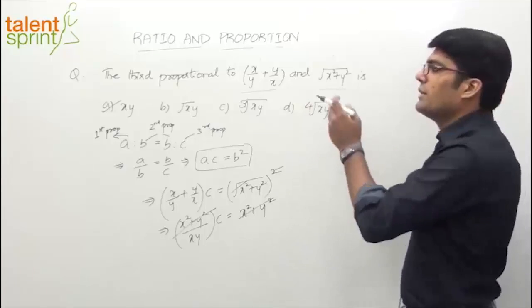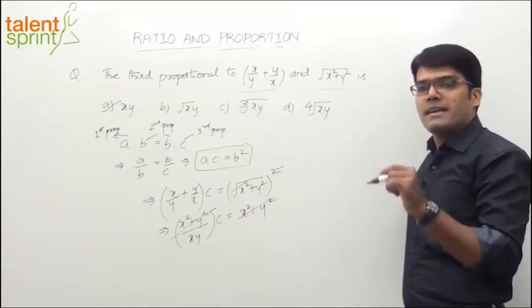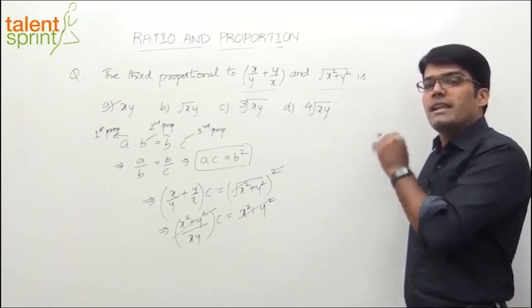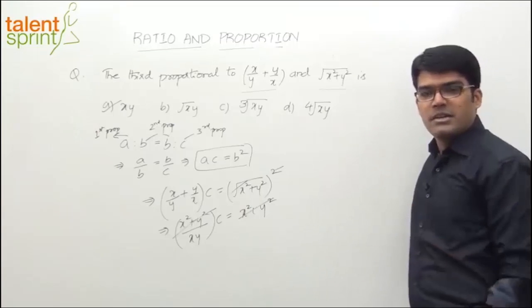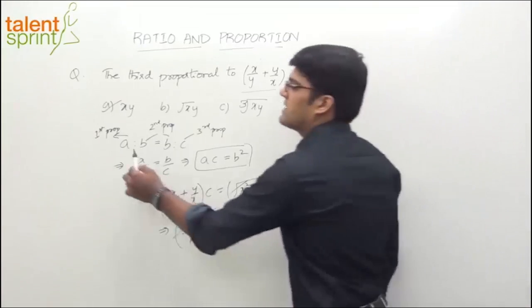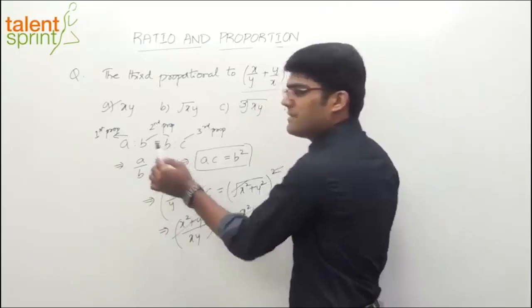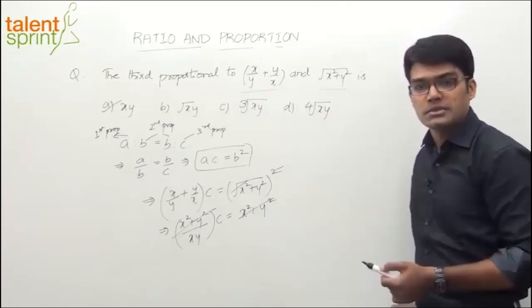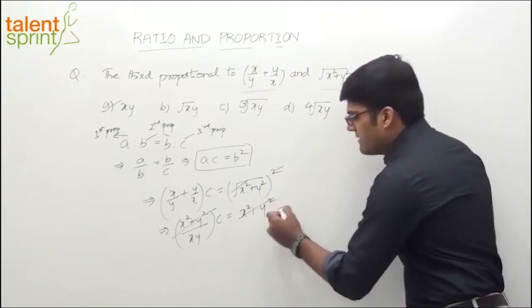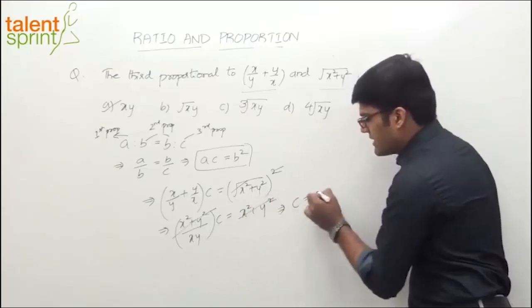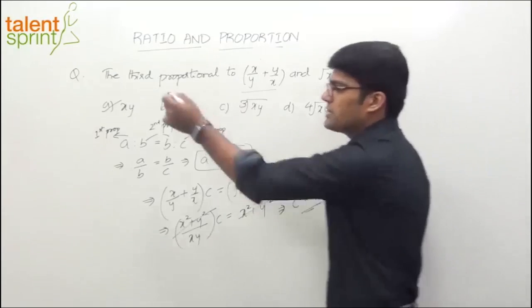You can just remember the answer. Xy is the answer. Or you can remember that x by y plus y by x, root over x square plus y square and xy are in continued proportion, right? This is what is known as continued proportion. A is to B equals to B is to C implies A, B, C are in continued proportion, right? So what's the answer here? C is equal to xy, which is option A.